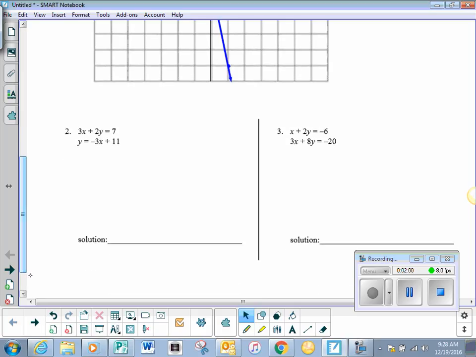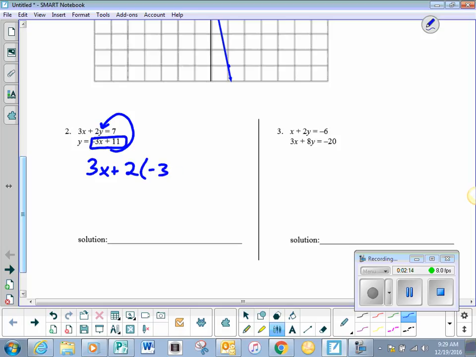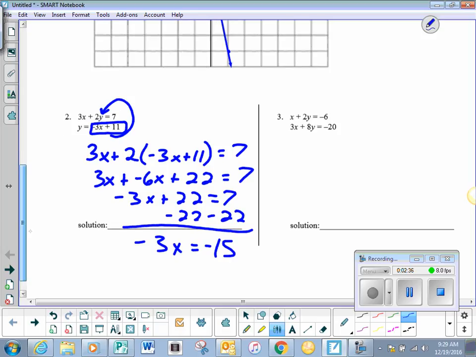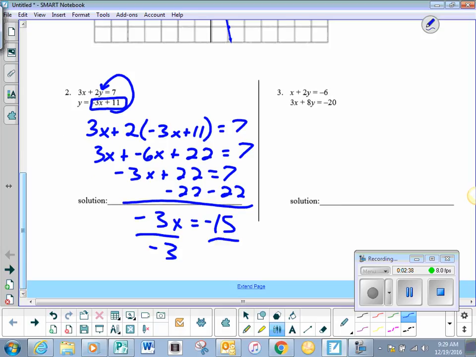Number 2, that one sets up nicely for substitution since y is already alone. So I'm going to take what y equals in the second one and put it in for y in the first one. So I have 3x plus 2 times negative 3x plus 11 equals 7. So I have 3x plus negative 6x plus 22 equals 7. So I have negative 3x plus 22 equals 7. And then I subtract 22 from both sides and get negative 3x equals negative 15. Divide both sides by negative 3, and x equals 5.